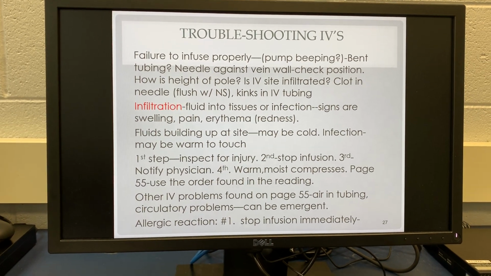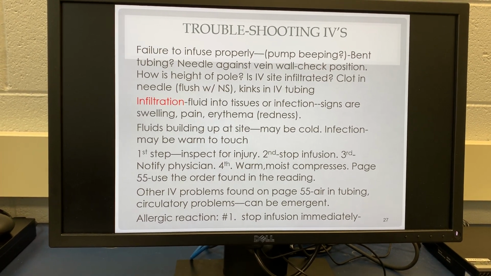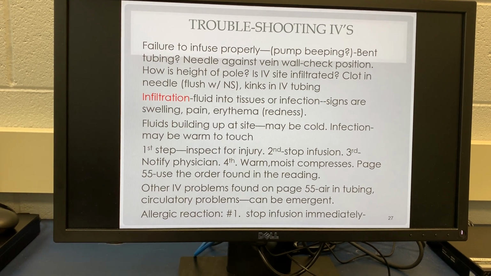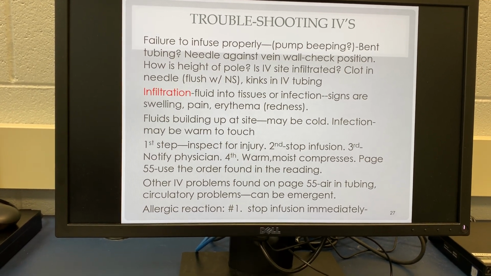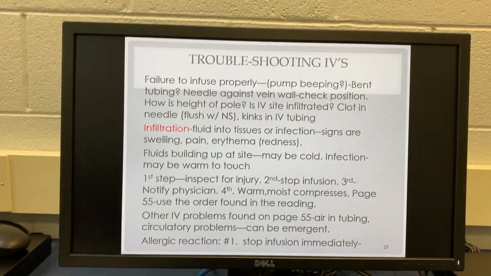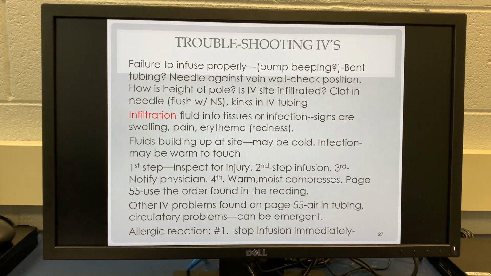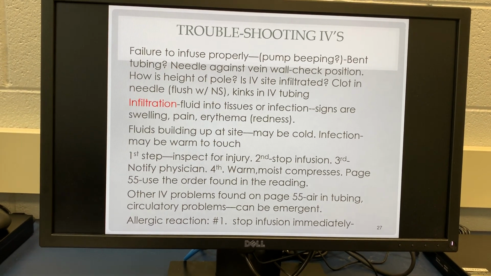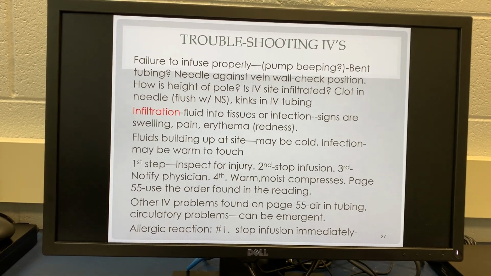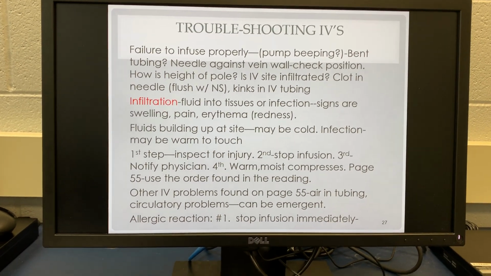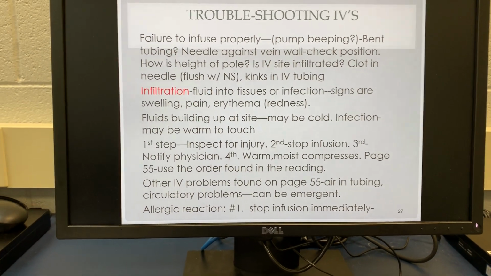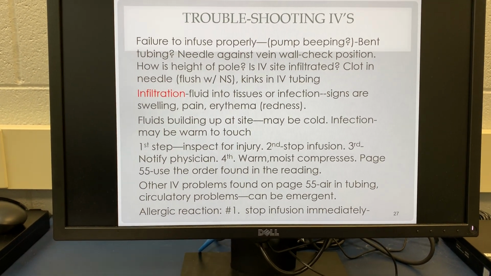Is the IV site infiltrated? We'll talk about that in a minute. There might be a little clot in the needle, and you can just flush it with normal saline, just a real tiny little obstruction. Or there could be kinks in the IV tubing. Sometimes you'll get an uncomfortable patient or an elderly patient who's a little confused, and you go in and they are wrapped up in their tubing like a spider has wound them into a web, and you have to get them untangled. Those are things you want to look for.